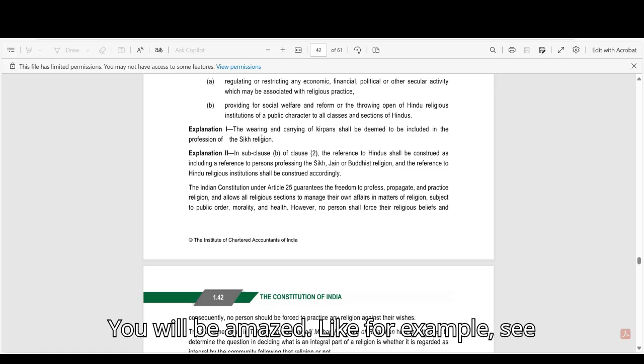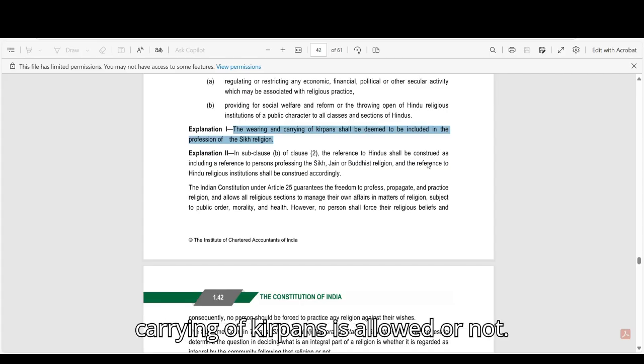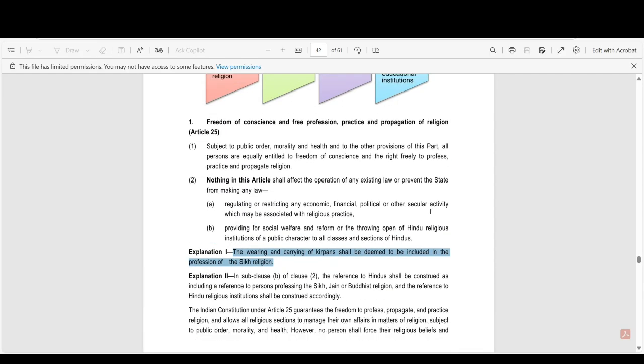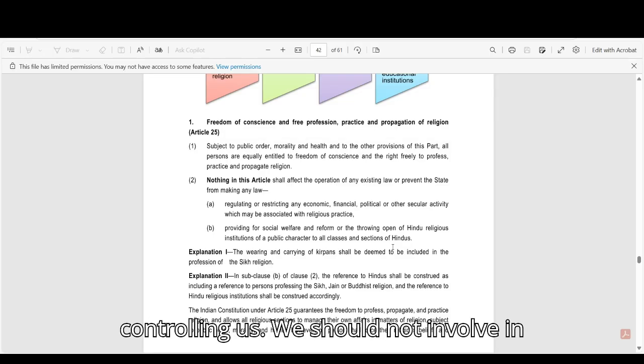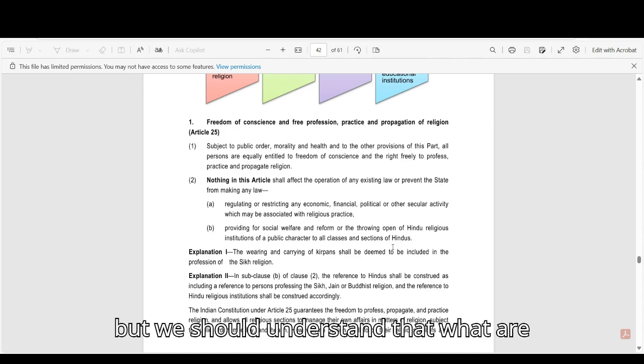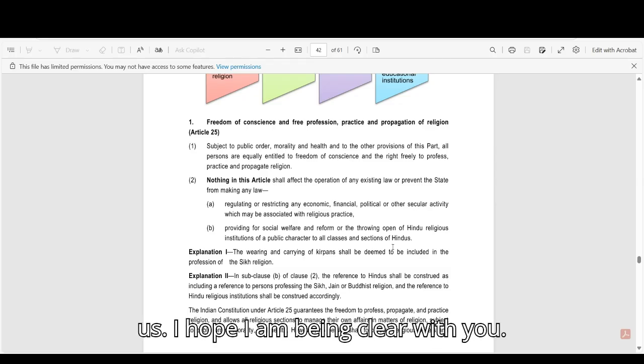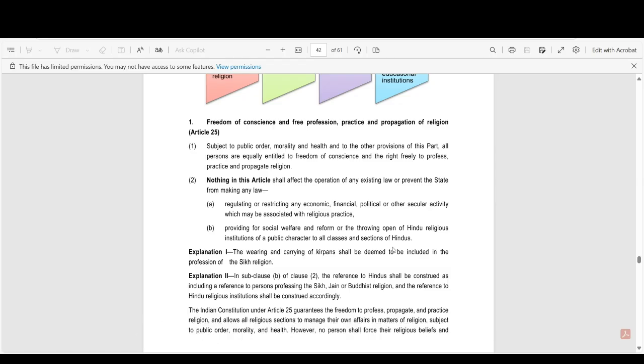You will be amazed. For example, here is one thing: in the Sikh religion, whether the wearing and carrying of kirpans is allowed or not. There are so many things which are controlling us. We should not get involved in the political debate over it, but we should understand what the rights, privileges and duties given to us are. I hope I have been clear with you.